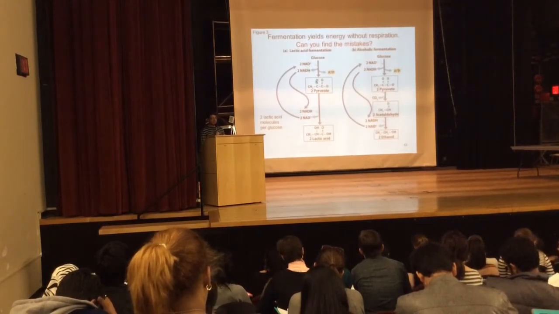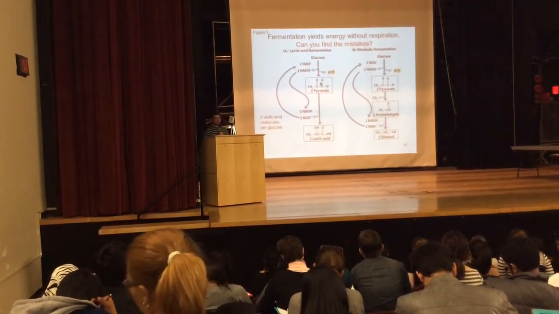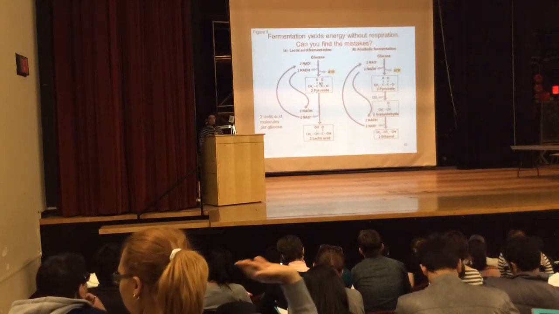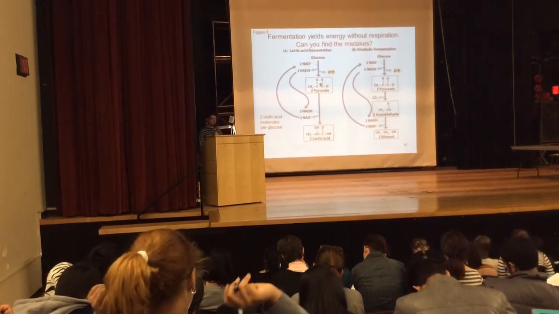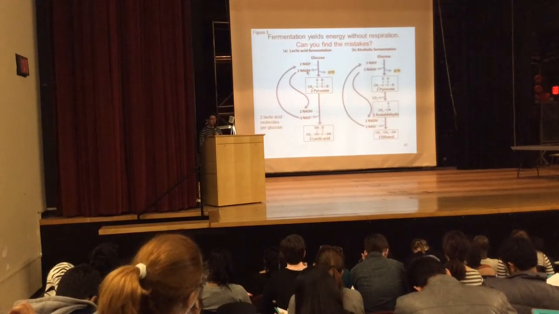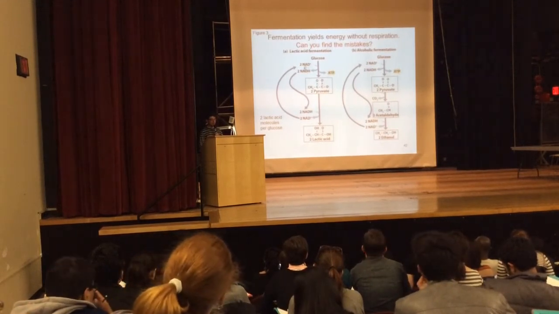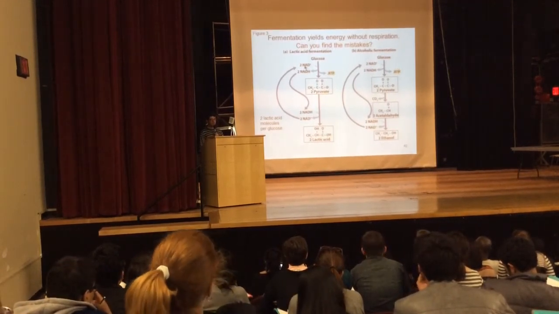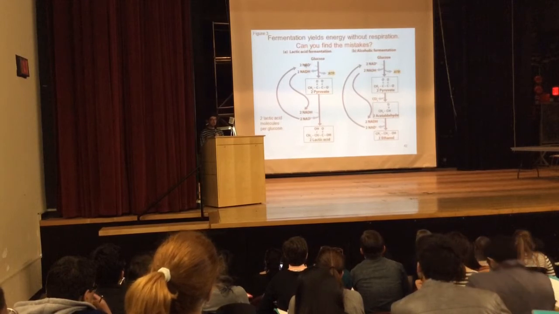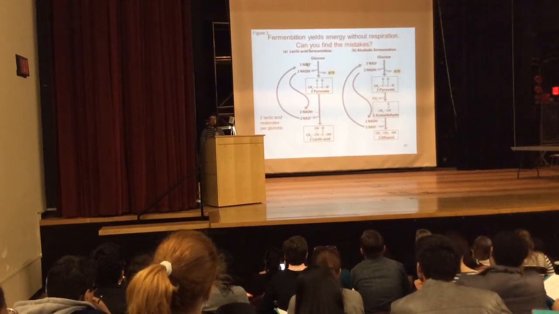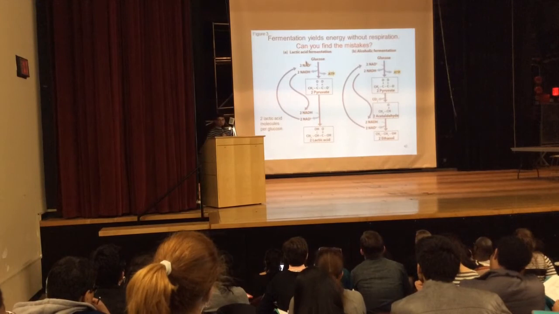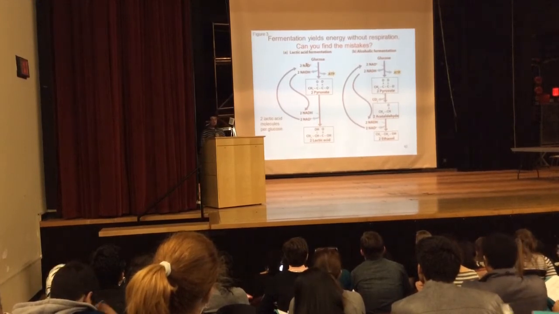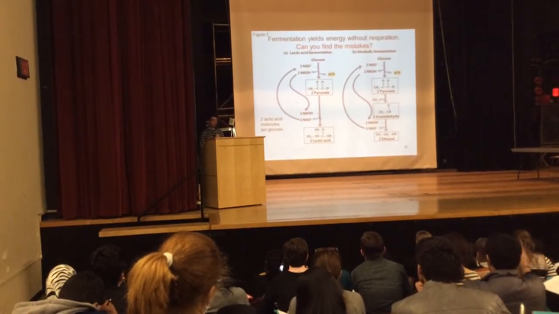If you don't send pyruvate into the mitochondria, you don't end up using NADH and you will not make NAD+. Well, you run out of NAD+ eventually. So somehow NADH has to be used, NAD+ has to be recycled. In aerobic respiration, mitochondria will do that for you. Without oxygen, no aerobic respiration, fermentation will do that for you.